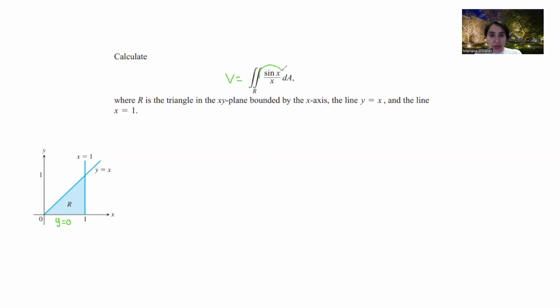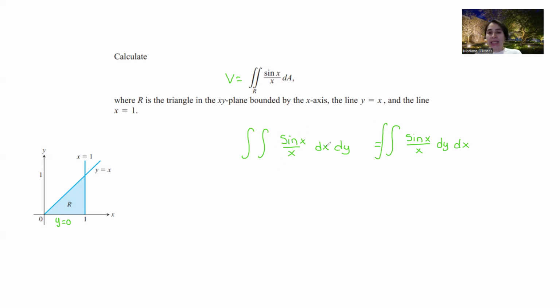Let's see if there is a problem with the function. And here, as you can notice, we have a function that is kind of tricky. Why? Because if you're trying to think of a way to solve the integral, let me write it like this. Sine of x divided by x, and we can have it like this, or we can have it the other way, dy dx. Okay?